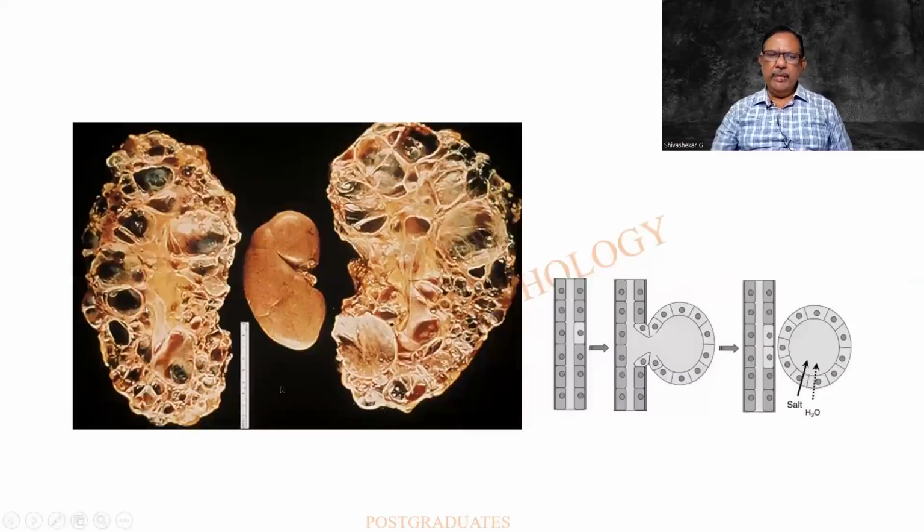So again, an adult polycystic kidney that has been cut through, and you find that there are cystic spaces of varying caliber that are being uniformly lined. And there's a normal kidney that is being given for comparison.